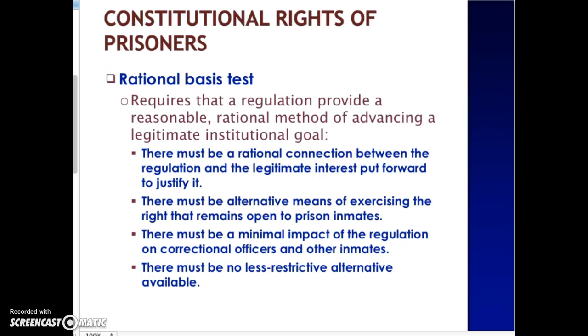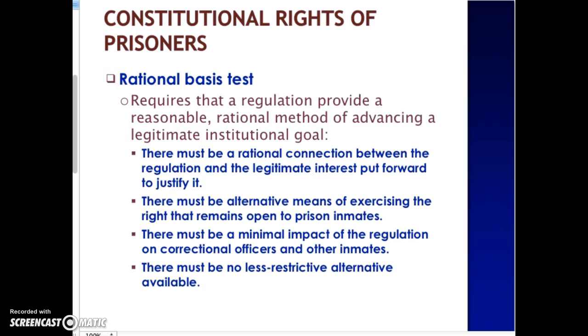Constitutional rights of prisoners, again, the rational basis test. Go ahead and read through this, but it requires that a regulation provide a reasonable, rational method of advancing a legitimate institutional goal. So again, there must be some legitimate reason, a rational basis, for whatever rule exists. As some of you will recall from our previous assignments, we talked about Turner v. Safley, and that was the Missouri ban on correspondence between inmates at different institutions as a means of combating prison gangs and communicating escape plans.